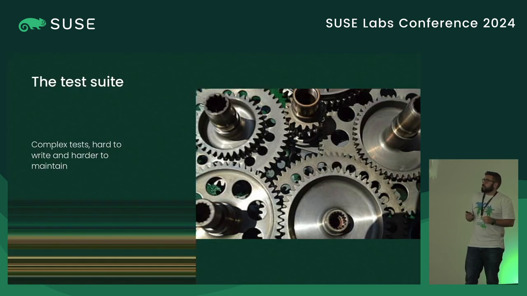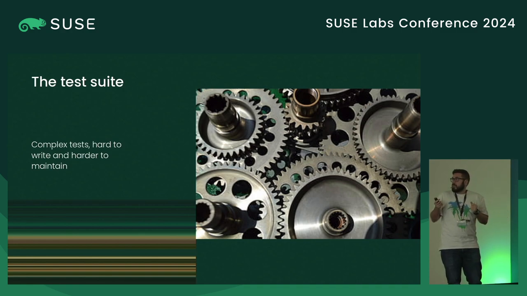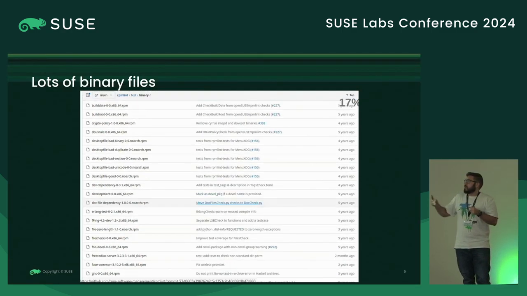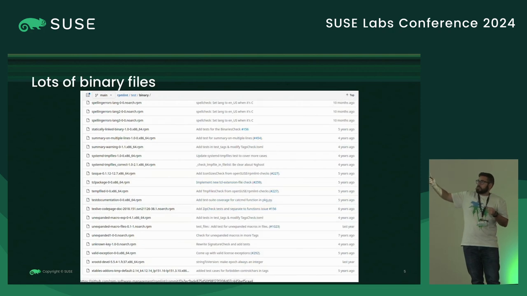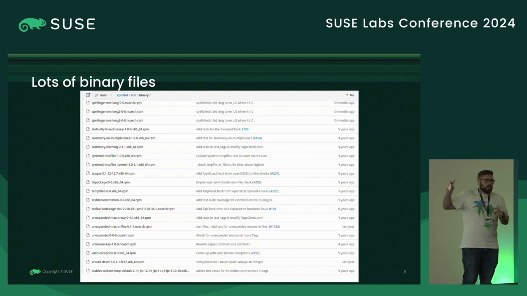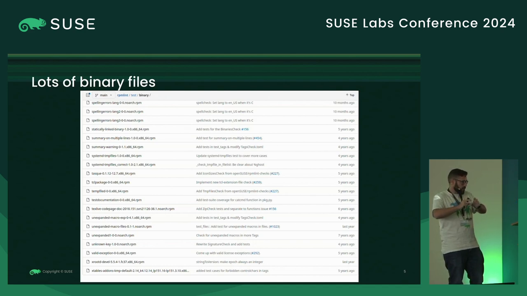But the current test suite is complex. It's hard to write new tests and harder to maintain current tests because we have lots of RPM files in the repository, maybe one for each test, with the specific cases, but we have the binaries, and for all of them, we don't know where they come from. So some developer writes a test and has a binary RPM, or creates something and adds it to the repository in 2002, I don't know, and it's there forever.